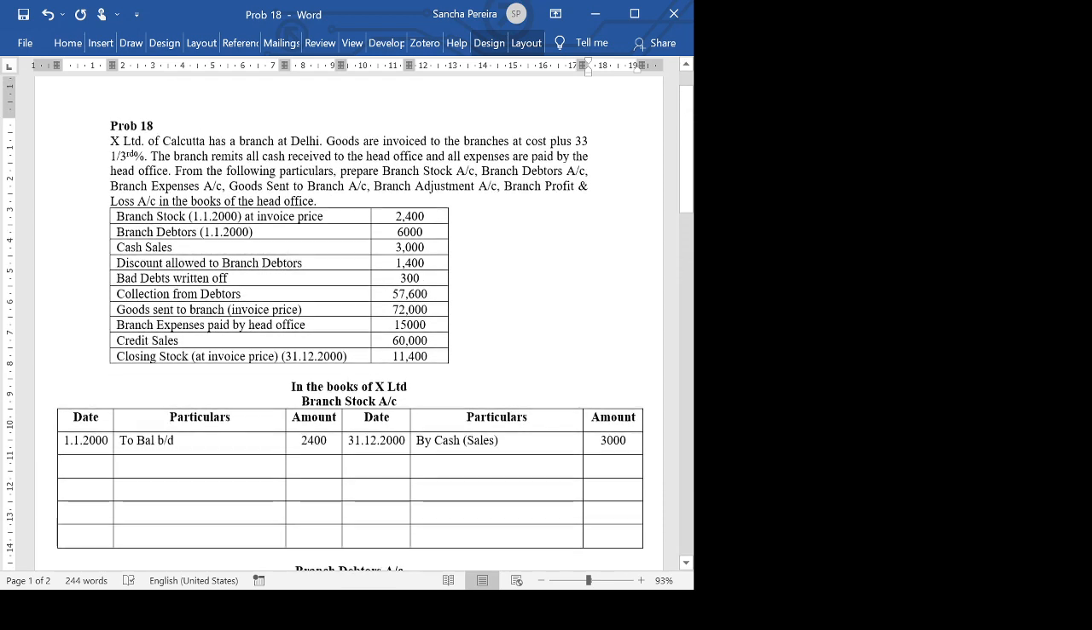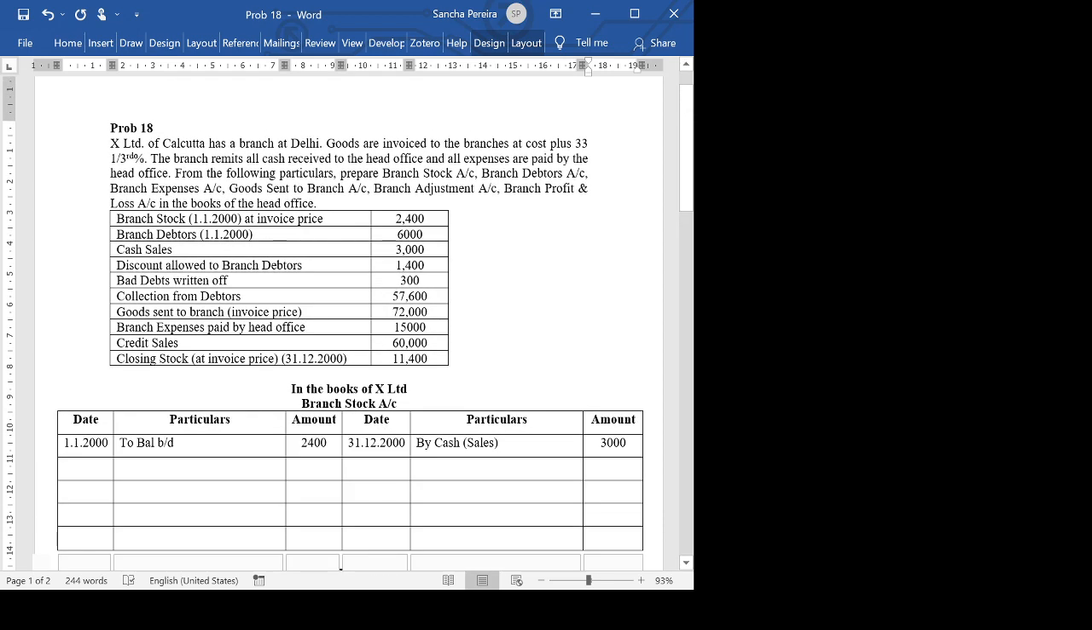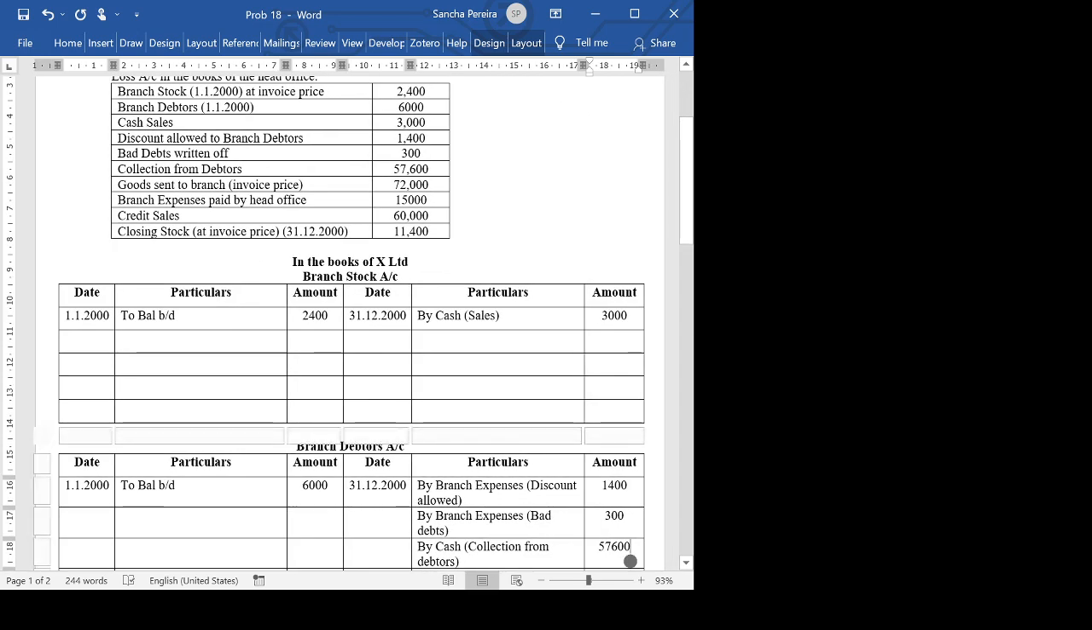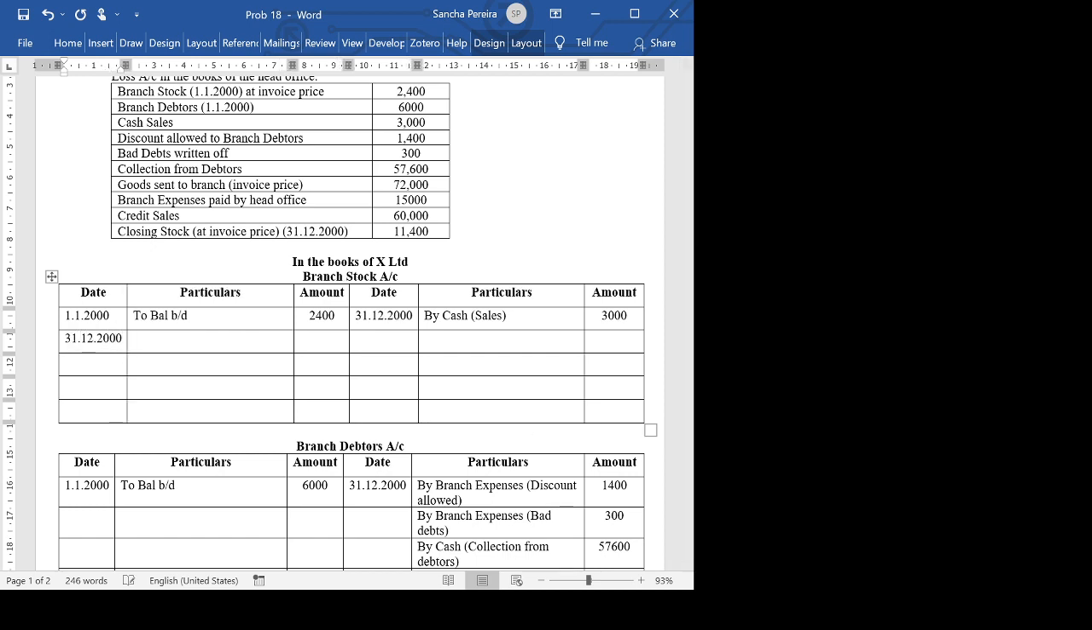Then going on, goods sent to branch, invoice price 72,000. Now, where will this come? We already discussed that it's going to come in the stock account because stock is coming in, and also in the goods sent to branch account. So when I'm posting it here, I will put 31st December 2000. Whenever it is goods sent to branch, I always put it as two goods sent to branch account, which is 72,000.